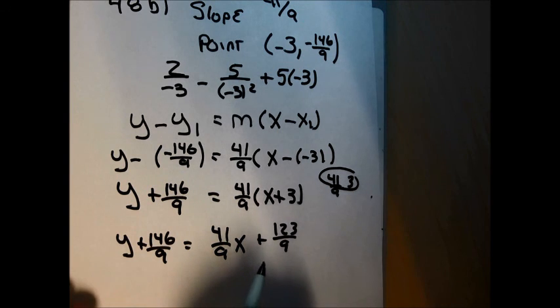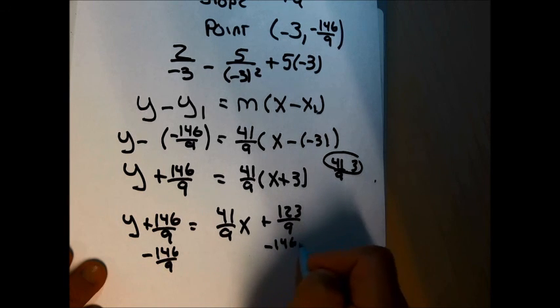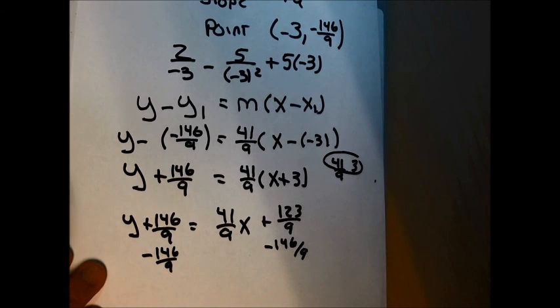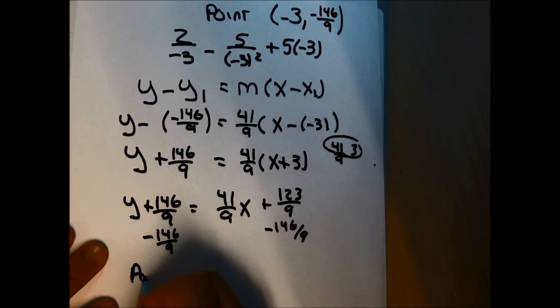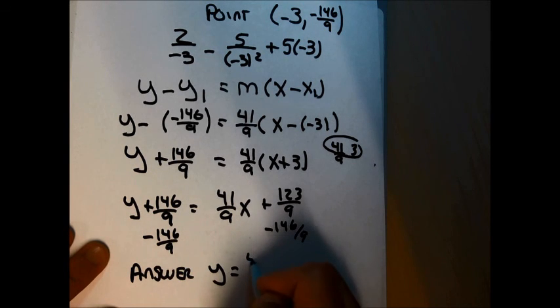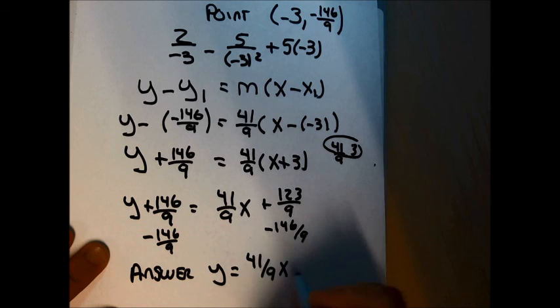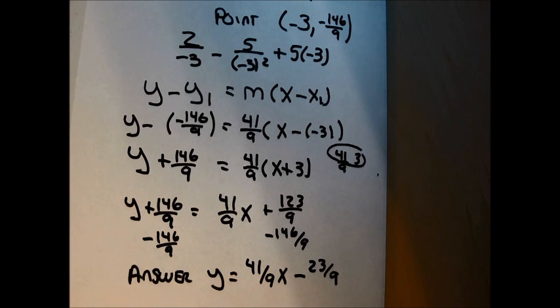Because that's going to make it easier when I do this now. Now I'm going to go minus 146 over 9 minus 146 over 9. And you're going to get minus 23 over 9. So I'm going to get an answer of y equals 41 over 9x minus 23 over 9. A few more problems and I'll pause this part of the video and then we'll go on to part 3 of the video.